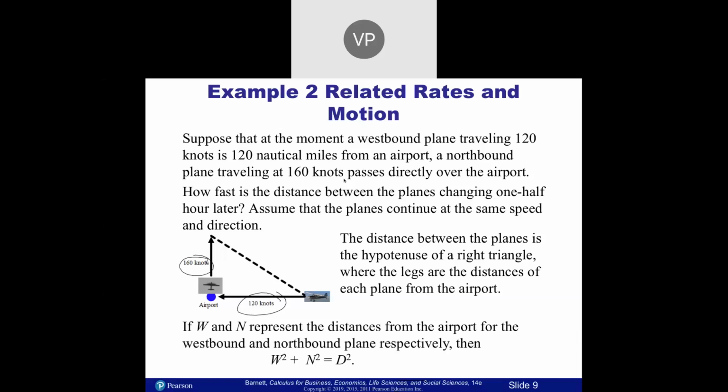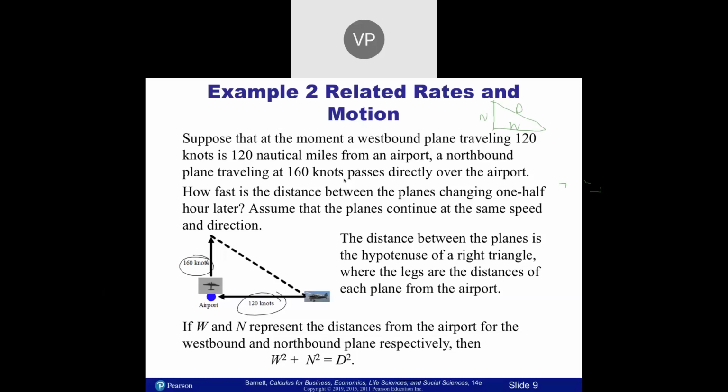So we have this case here, the distances from the airport. They call it the westbound plane and the northbound plane. So if I make a generic equation, because it's always going to be at a right angle right here, here's the distance the westbound plane is from the airport. Here's the distance the northbound plane is from the airport. And this is the distance between the two planes. And that's the key right there.